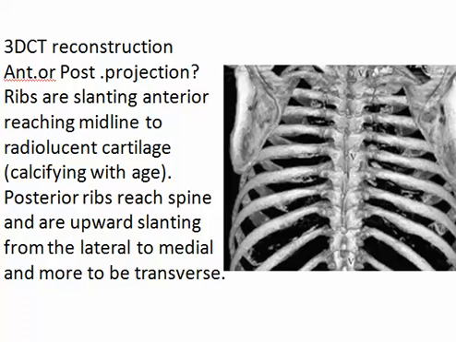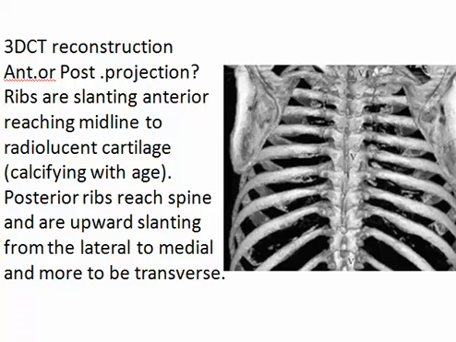This is an example of a 3D CT reconstruction. You should be careful whether you are looking for anterior projection or posterior projection. This is, of course, posterior projection. Ribs are slanting anteriorly, reaching to the midline, but they are not reaching each other anteriorly, while posteriorly there are definitely costovertebral junctions.